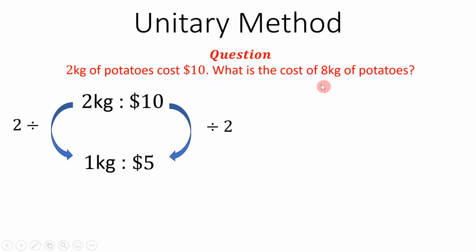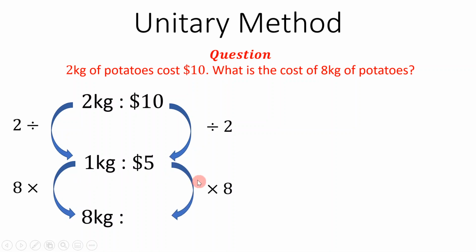Now, if we want to find out how much 8 kilos costs, what we're going to do is go from 1 to 8. Now, what operation are we going to apply here? We're going to times by 8. And whatever we do to the left-hand side, we must do to the right-hand side. 5 times 8 is 40. So 8 kilos is going to cost $40. That is how we applied the unitary method.